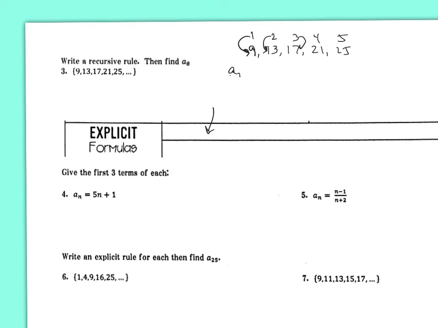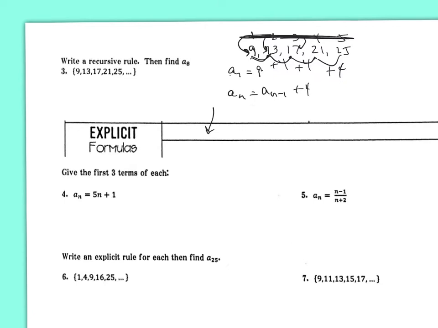So we know that a sub 1 equals 9. And then how do we go from 9 to 13? Ignore this. How do we go from 9 to 13, from 13 to 17, 17 to 21? This looks like we added 4, add 4, add 4. So then a sub n is going to equal the term before it, a sub n minus 1, plus 4.